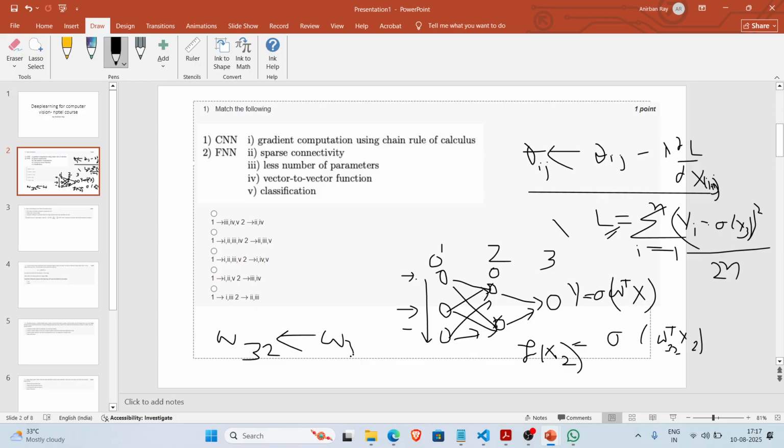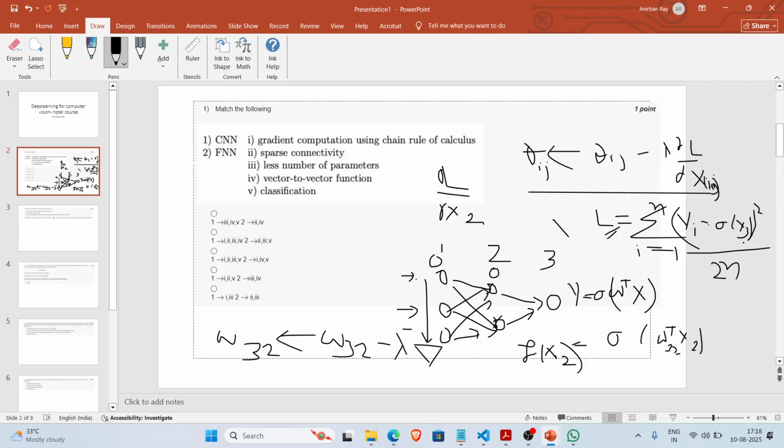So w32 minus lambda, the learning rate, and you need the gradient. So what you do is take the gradient with respect to x2. This is the loss function you're taking the gradient of with respect to x2, and here it is no problem. You can take it with respect to x2, as it is a function of x2.